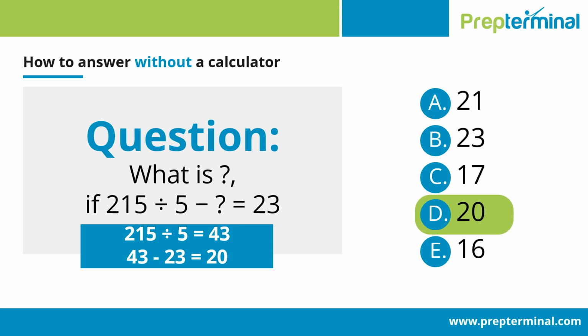How to answer without a calculator. For this question, mentally divide 215 by 5 to get 43. Then 43 minus 23 equals 20. The answer is D.